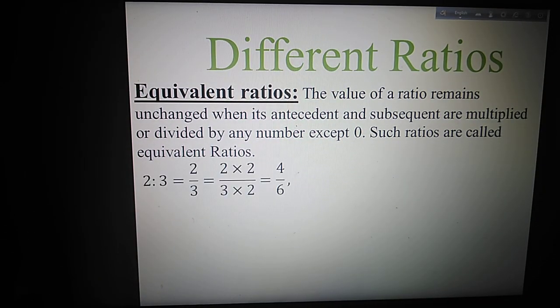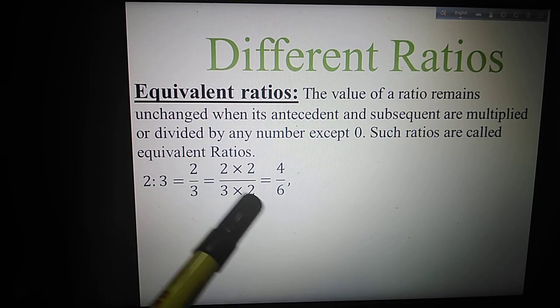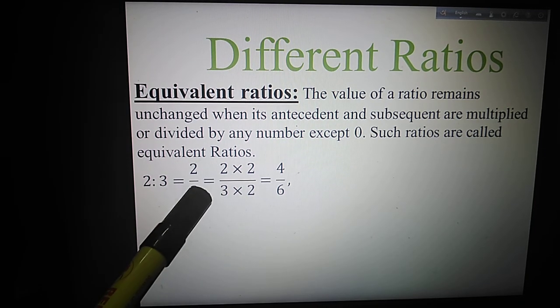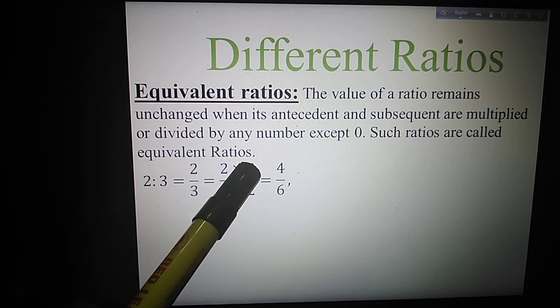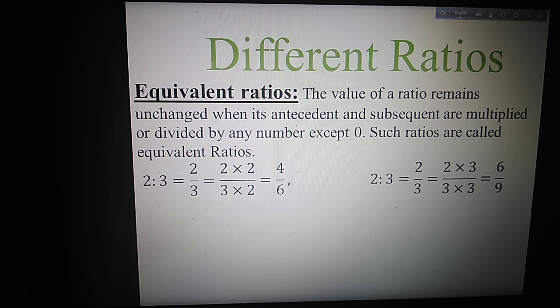Just we have to see, it is 2:3, we can write as a fraction 2/3, and we are multiplying both numerator and denominator by 2. 2 2s are 4, 3 2s are 6. So another one, 2:3 is equal to 2/3 equal to 6/9.